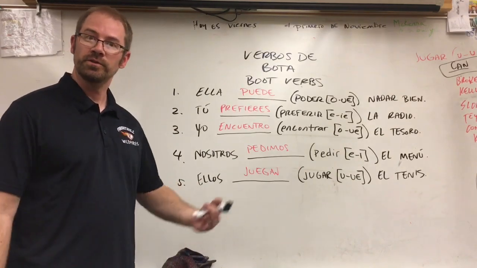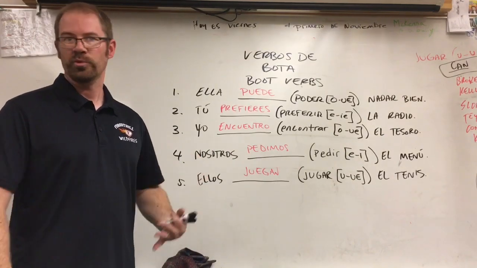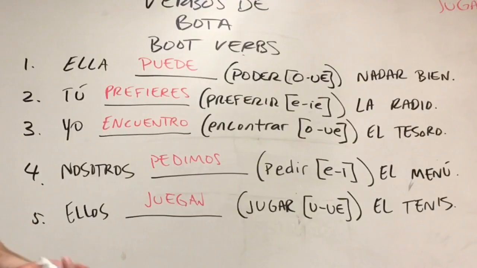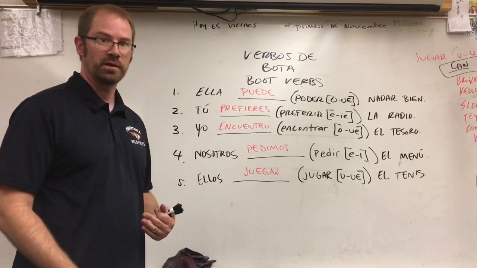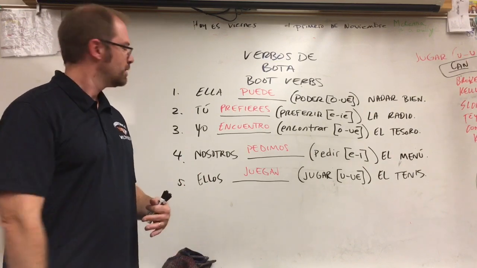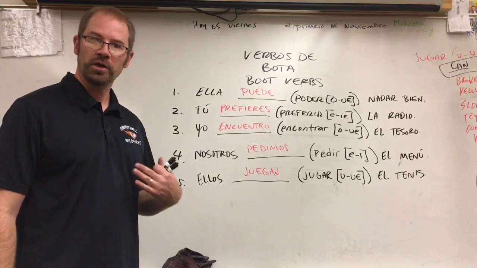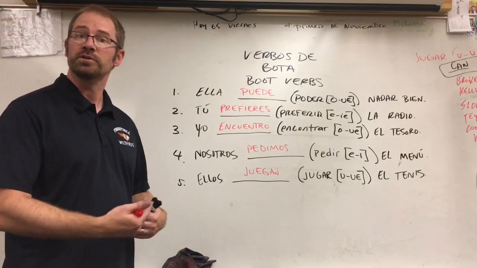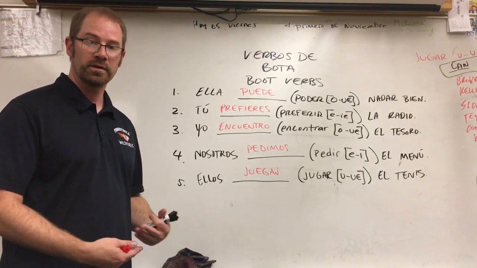I'll go ahead and read the sentences to you, tell you what they mean, and maybe point something out to you along the way. So the first sentence I already told you means she can swim well. Ella puede nadar bien. Oración dos, sentence number 2. Tú prefieres la radio. You prefer the radio. Notice I changed the second E to an IE, the E closest to the end.